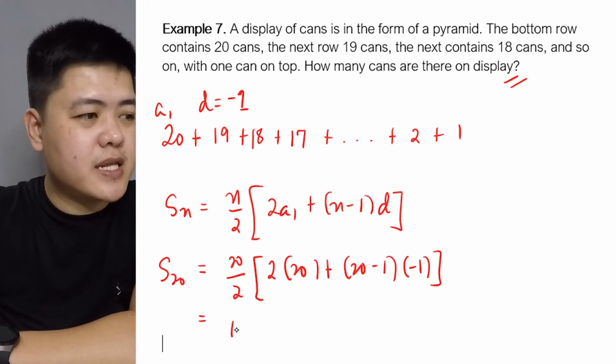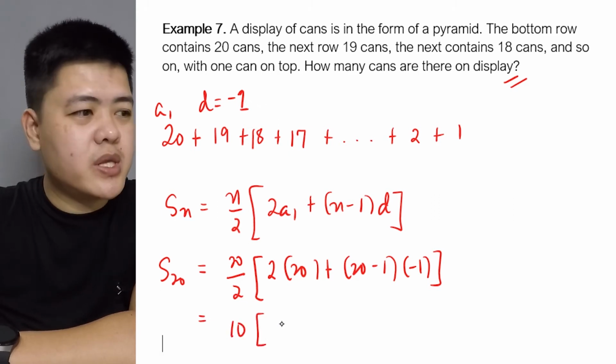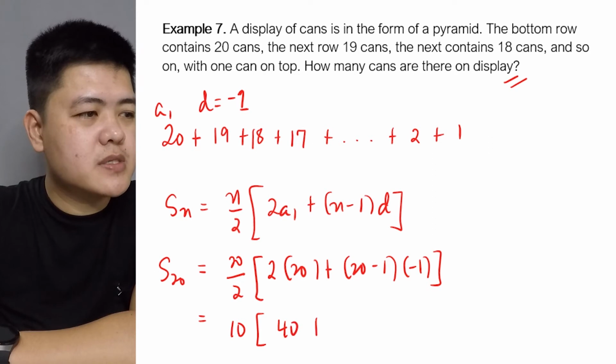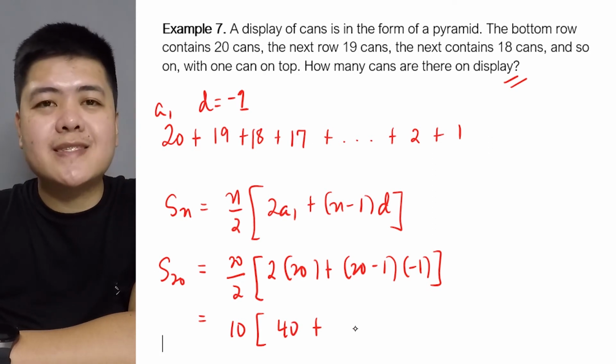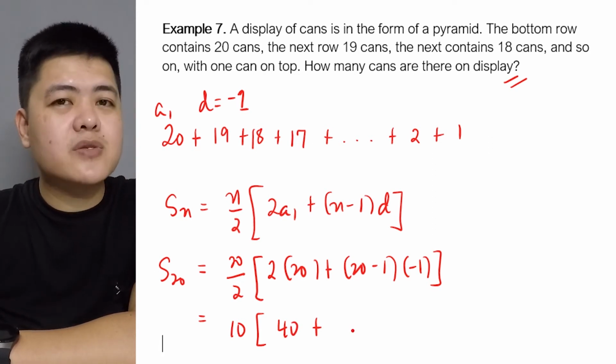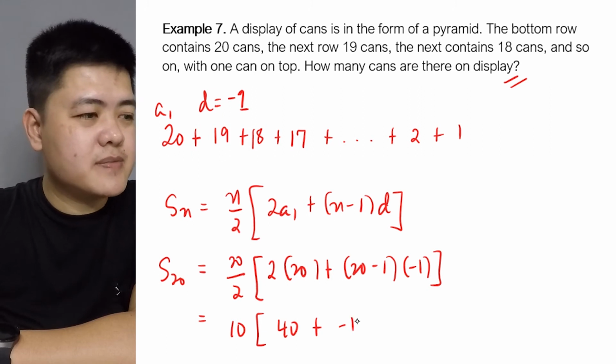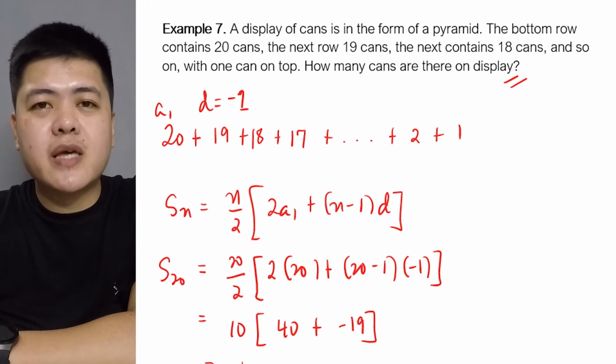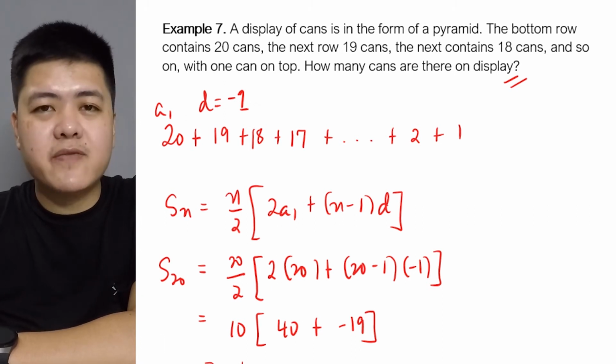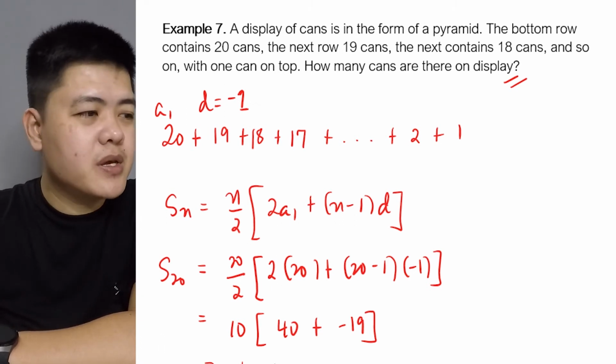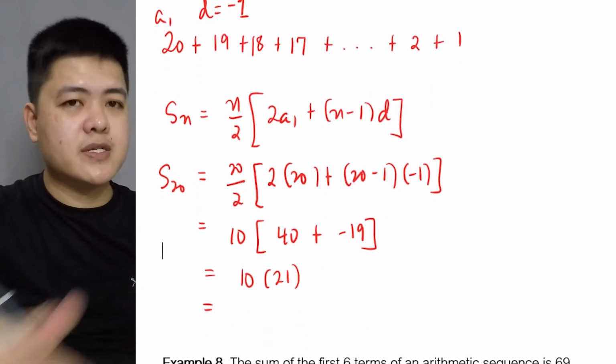20 over 2, that's 10, times 2 times 20, that is 40, plus 20 minus 1, that is 19, times negative 1 is minus 19. So we'll have 10 times 40 plus negative 19, that is positive 21. And 10 times 21 will give us 210.